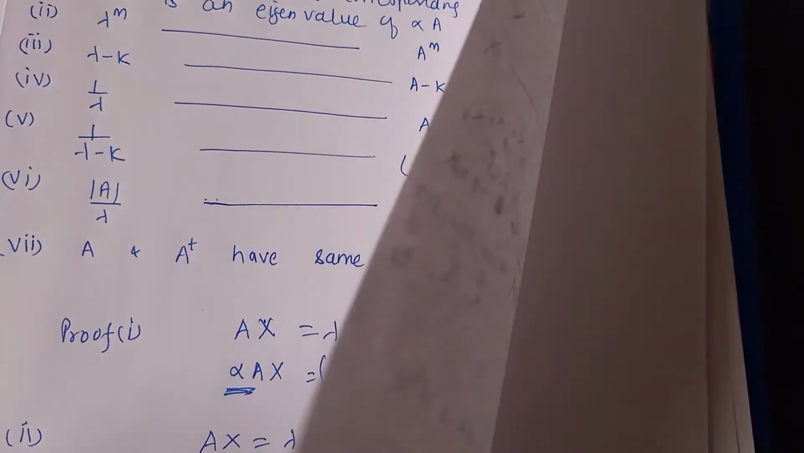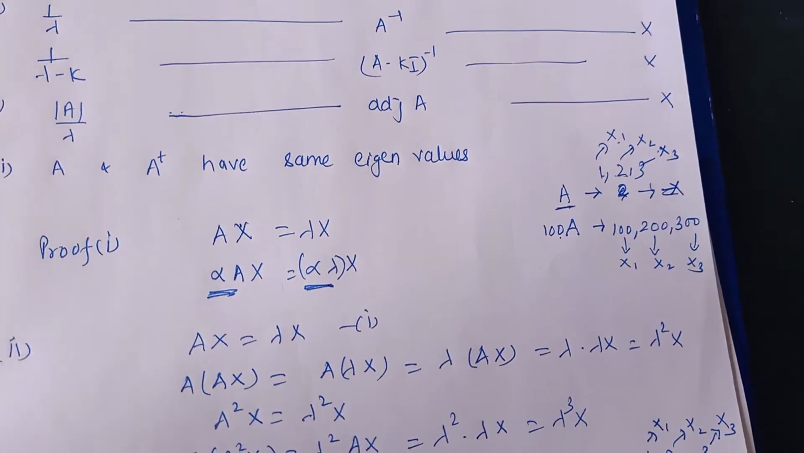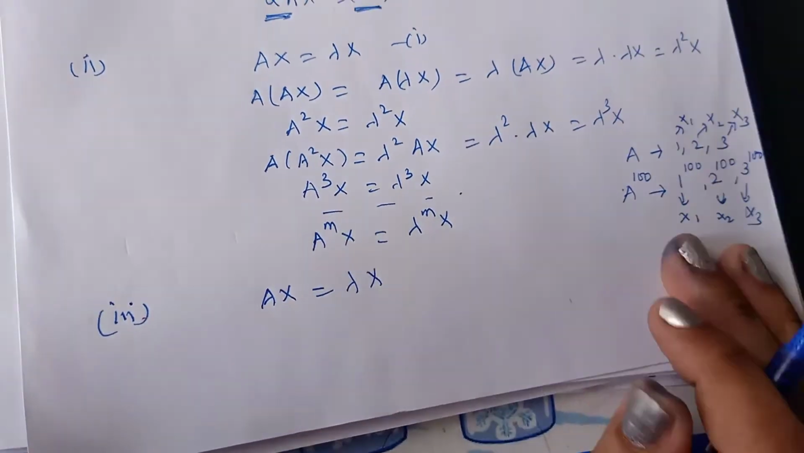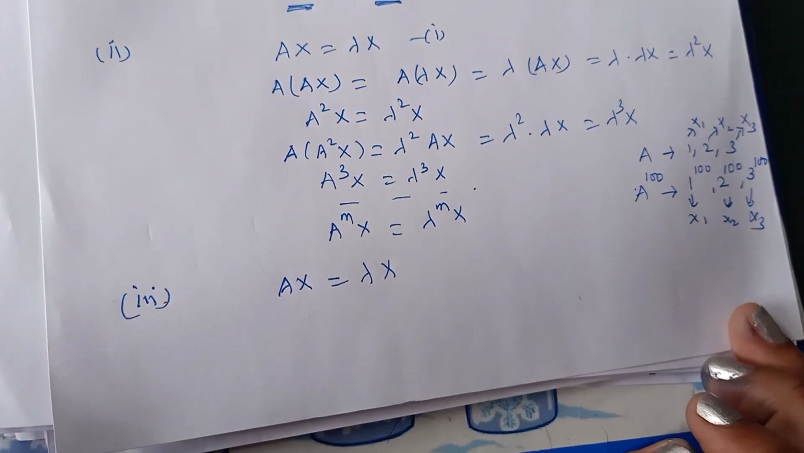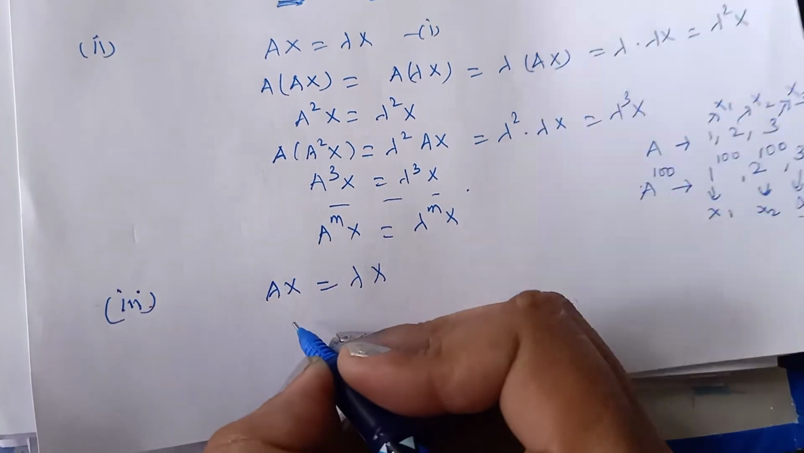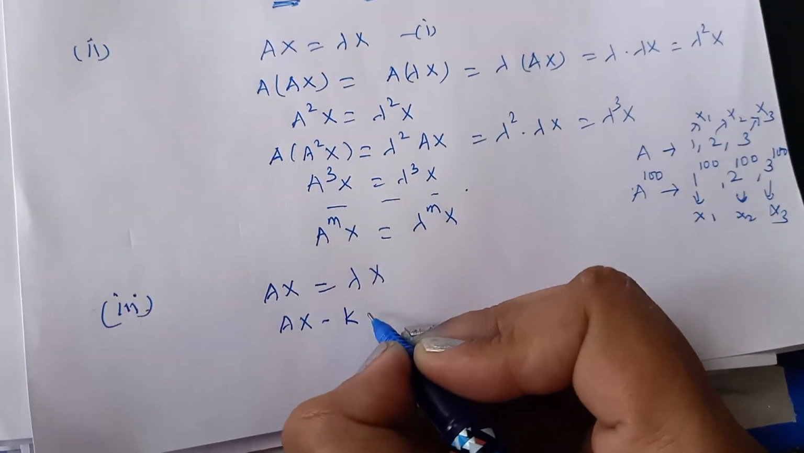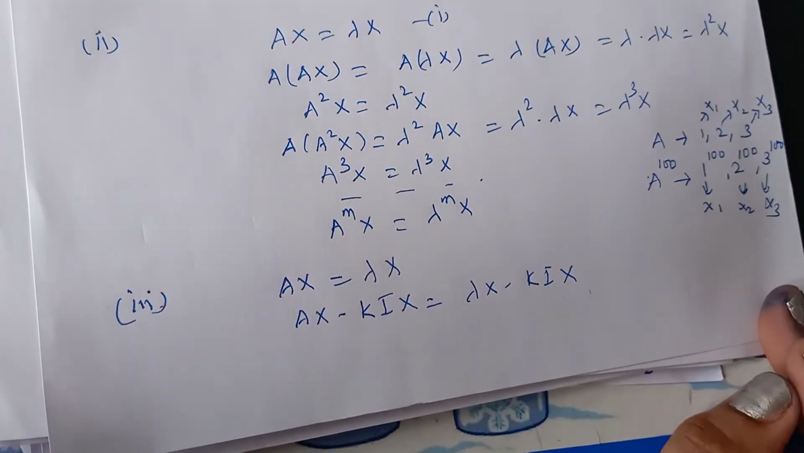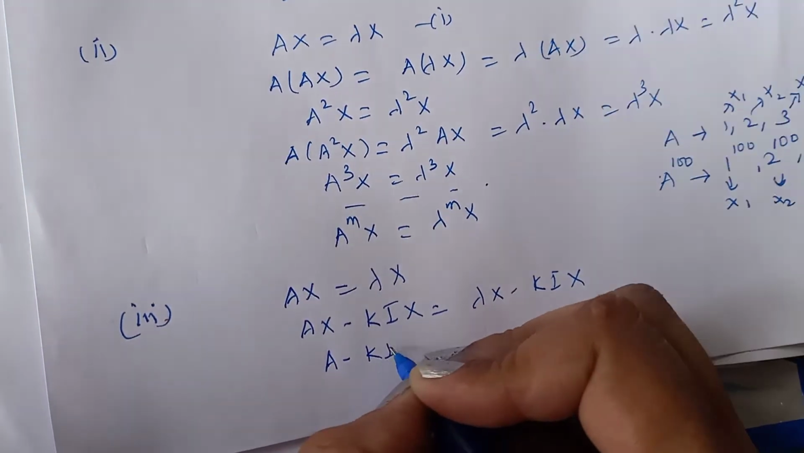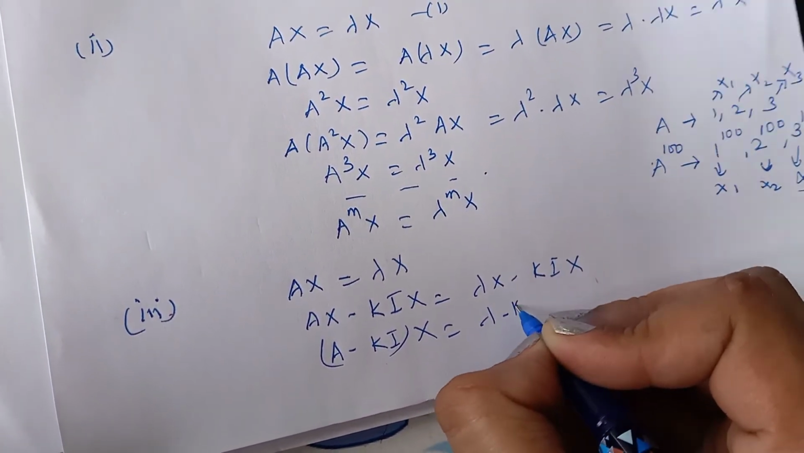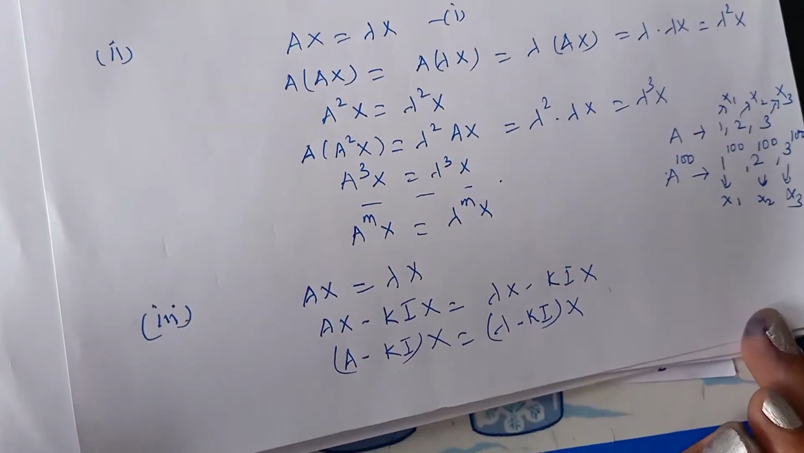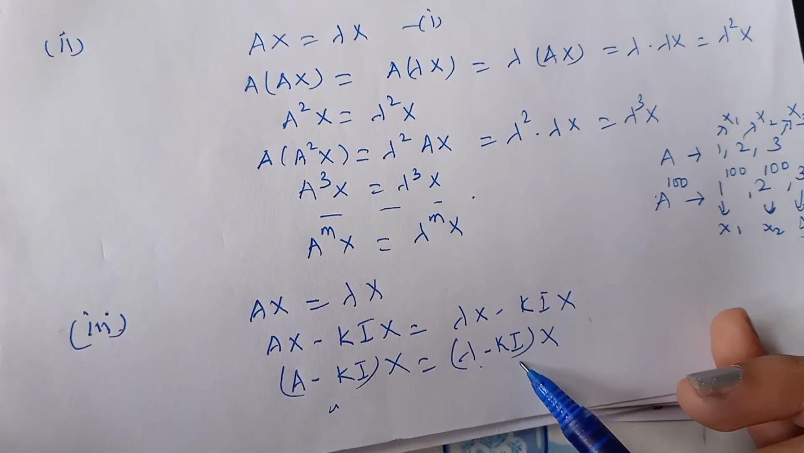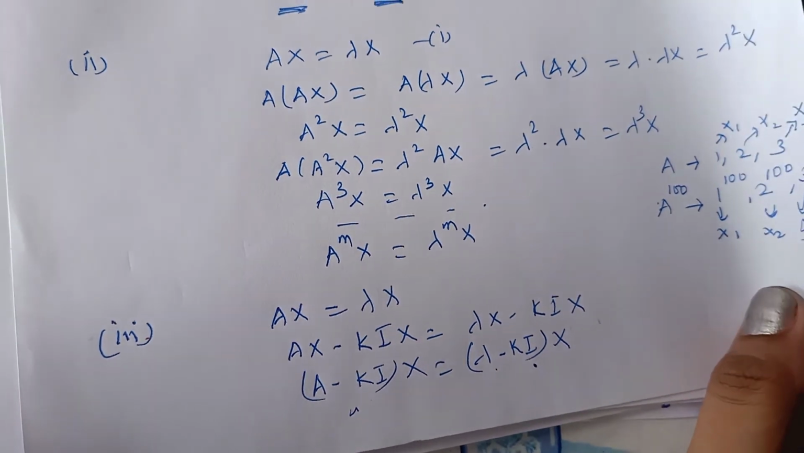So in order to prove 3, now see what we are given. We are given that an eigenvalue of A is lambda. So we are given Ax is equal to lambda x. Now I am subtracting kIx from both sides. So this is (A minus kI)x is equal to (lambda minus k)x. So what does this say? Doesn't it say that an eigenvalue of A minus kI is lambda minus k? So that was all we needed to prove.